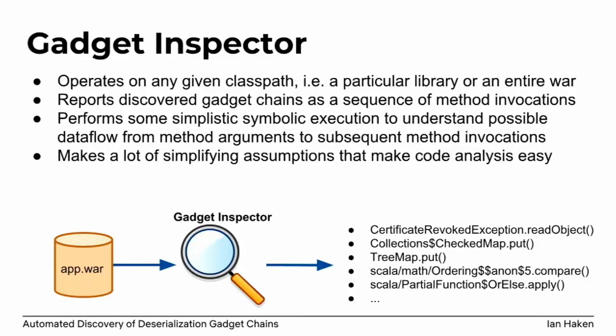So how does it work? Well, it takes in your application, be it in war format or a collection of jars, kind of whatever makes sense for your application, does some analysis, and then spits out what it thinks are possible gadget chains. And the gadget chain here is basically just going to be a link of method invocations where we know that this method can call this one and this one and this one, and then it gets down to something potentially interesting.